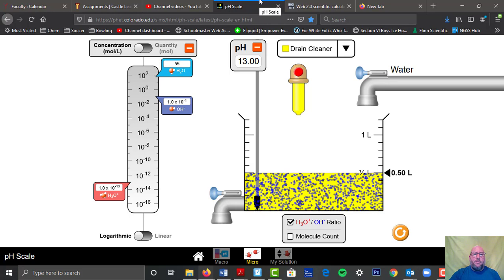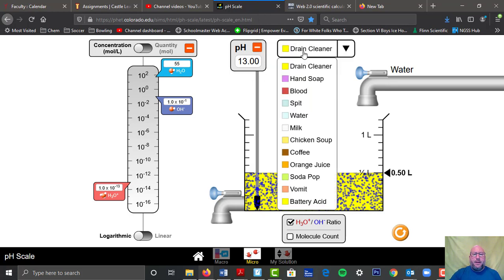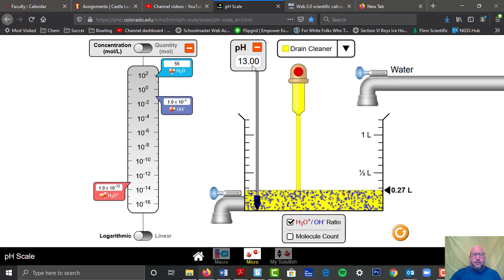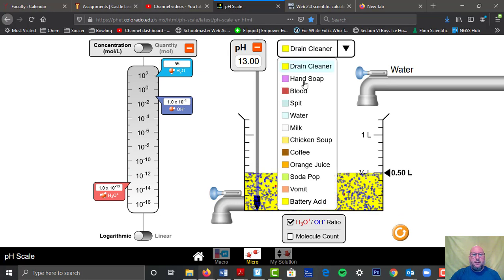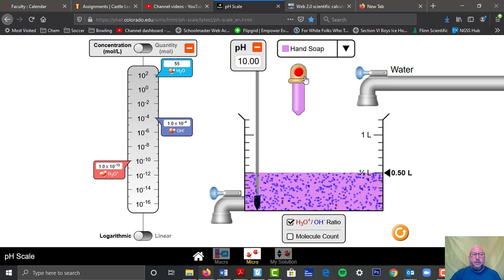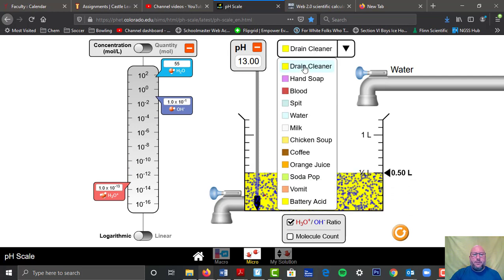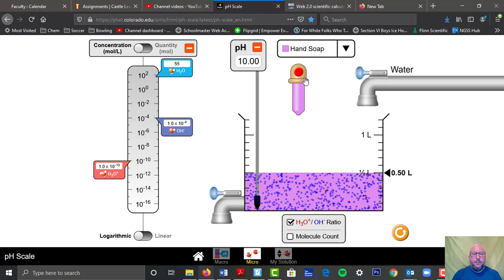Now, the last thing we have to talk about is when you're comparing two solutions. So let's say I'm comparing my drain cleaner to my hand soap. So look at the pHs on the screen. The drain cleaner is 13. The hand soap is 10. So which of these two is more basic? A pH of 13 or a pH of 10?